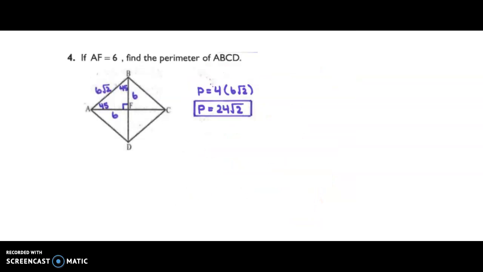In this problem, if AF is 6, then what's the perimeter of this shape? Okay, I believe it's a square. You know it ends up being a square because it's a 45, 45, 90 here. Okay, and so I think that was given to you in the problem. All right.